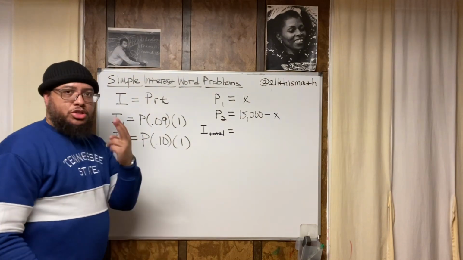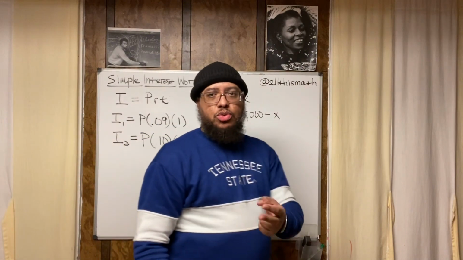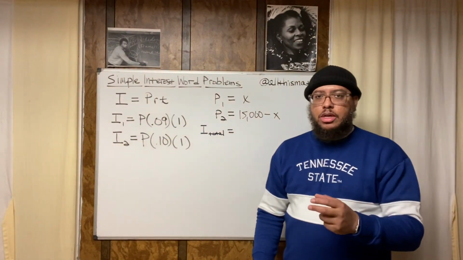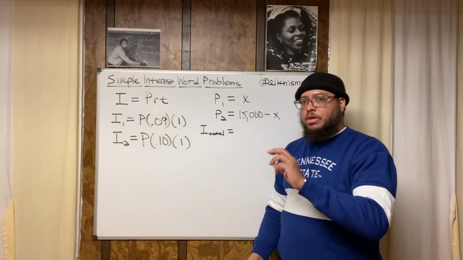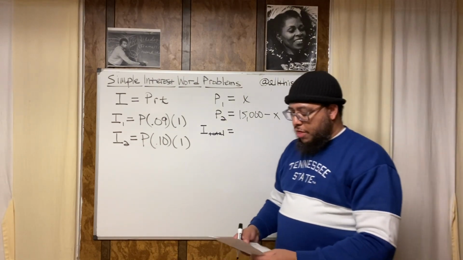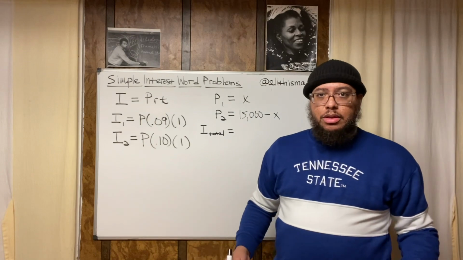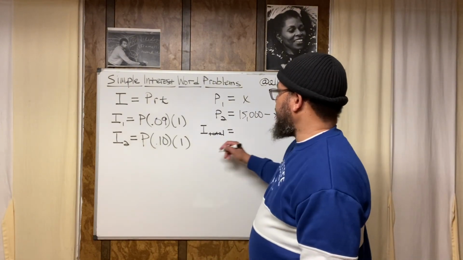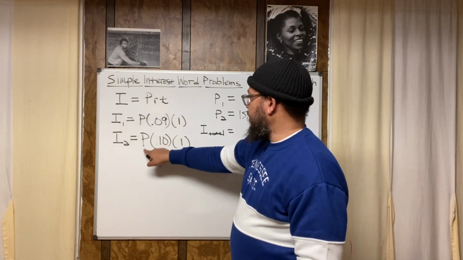Right? Because remember, it's two investments. It's two investment accounts. So if you add them together, you get the total amount of interest. And the problem talks about the total amount of interest, which is $1,432, right? So we're going to have this plus this.